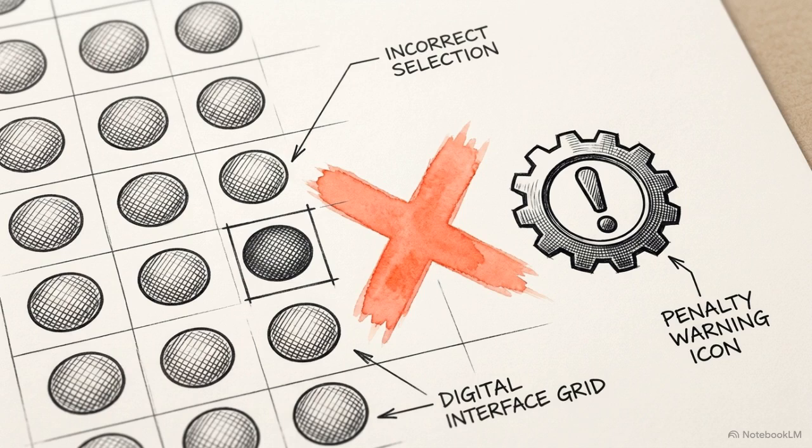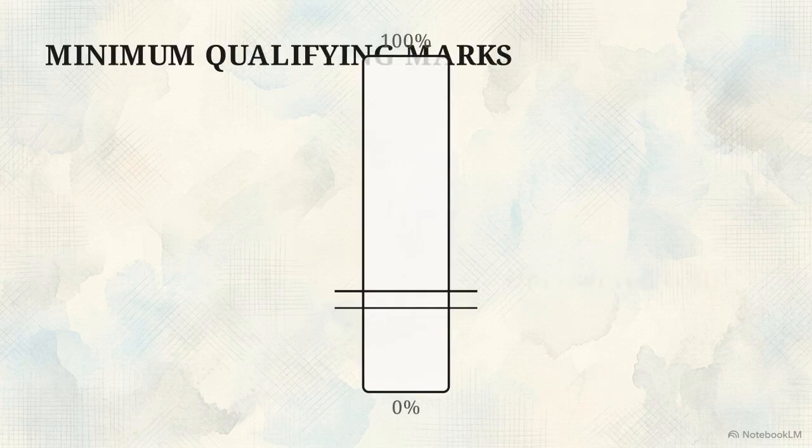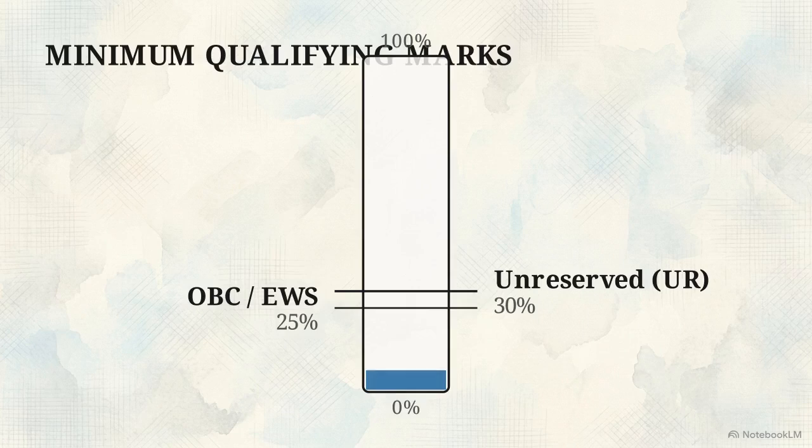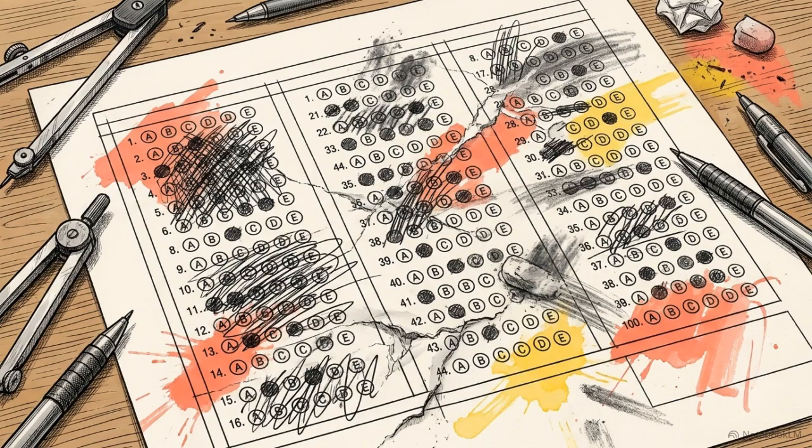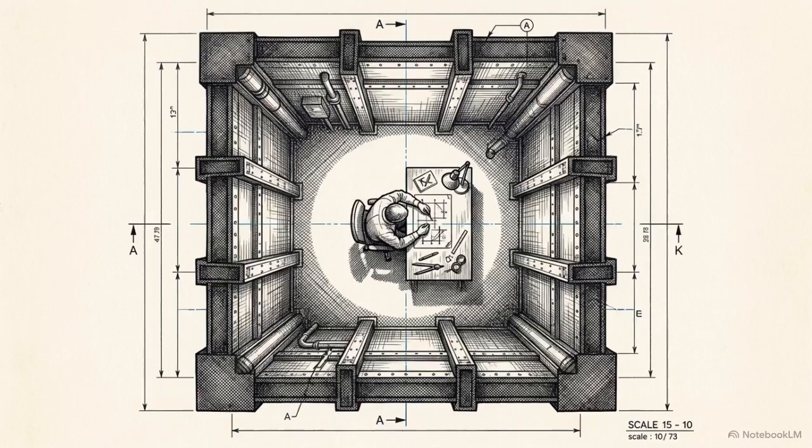Within these boxes, every incorrect response triggers a penalty of 0.50 marks. Passing requires meeting a specific threshold: 30% for unreserved candidates and 25% for OBC or EWS. Attempting to maximize a score beyond these qualifying marks is mathematically useless and introduces unnecessary penalty risks. Tier 1 is a test of execution under compartmentalized pressure, not aggregate scoring.